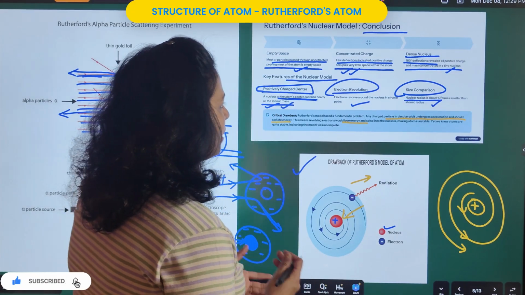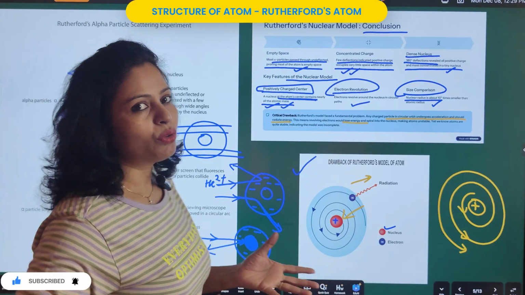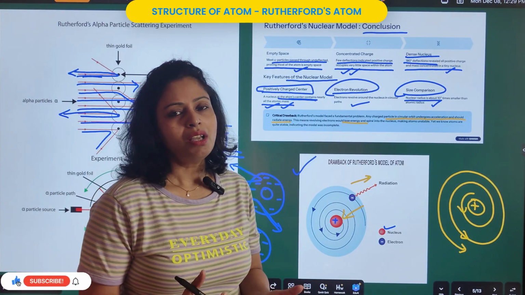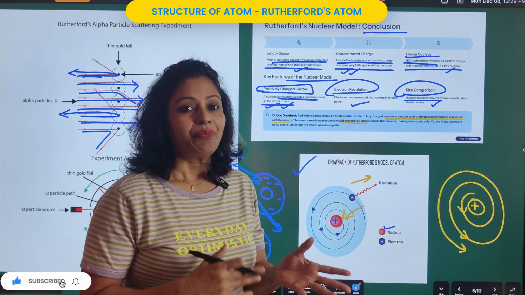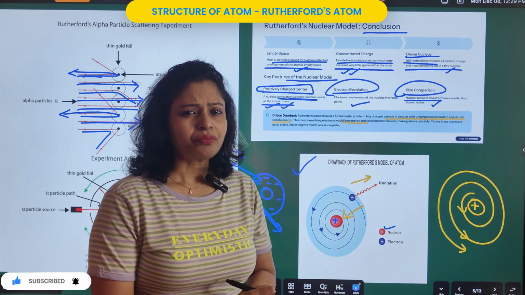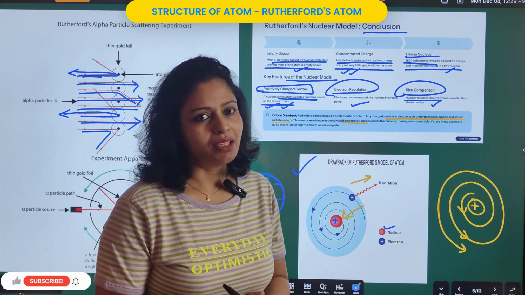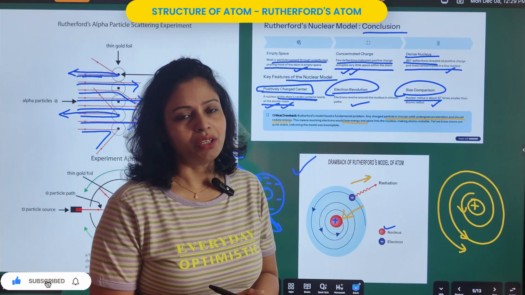Okay, so that was something which Rutherford failed to explain, about how the electrons are revolving around the nucleus. This drawback was explained later by Bohr, which we will study in the next topic on the structure of the atom.